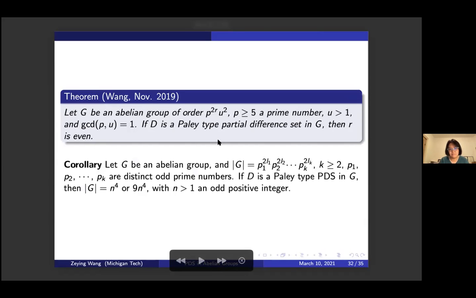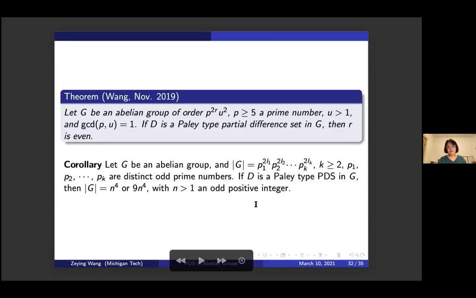All right, so r is even. So that means 2r will be a multiple of 4, right? So that's how we got the corollary. And so we can show that a_r1, a_r2, up to a_rk will all be multiples of 2, will be even numbers. And so that's why the order of the group has to be n to the 4th or 9n to the 4th.